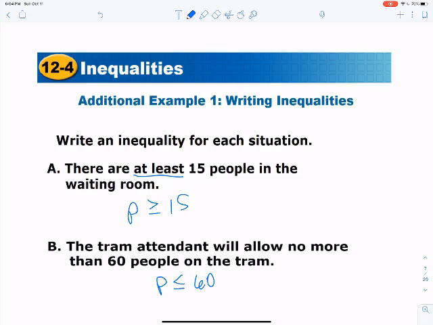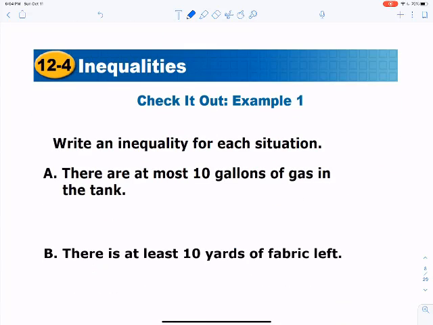I'm going to have you try a couple of these on your own. I'd like you to write an inequality statement that models each of these situations. Take a few seconds to do that.